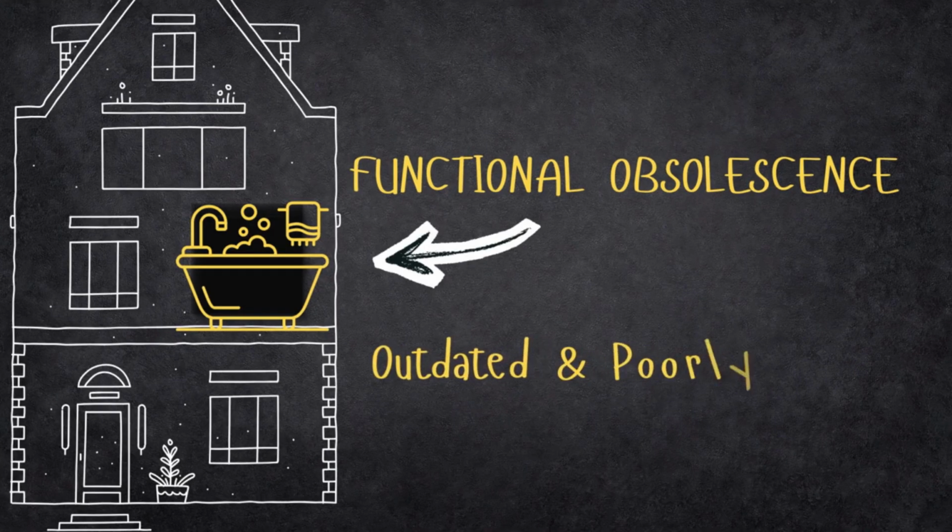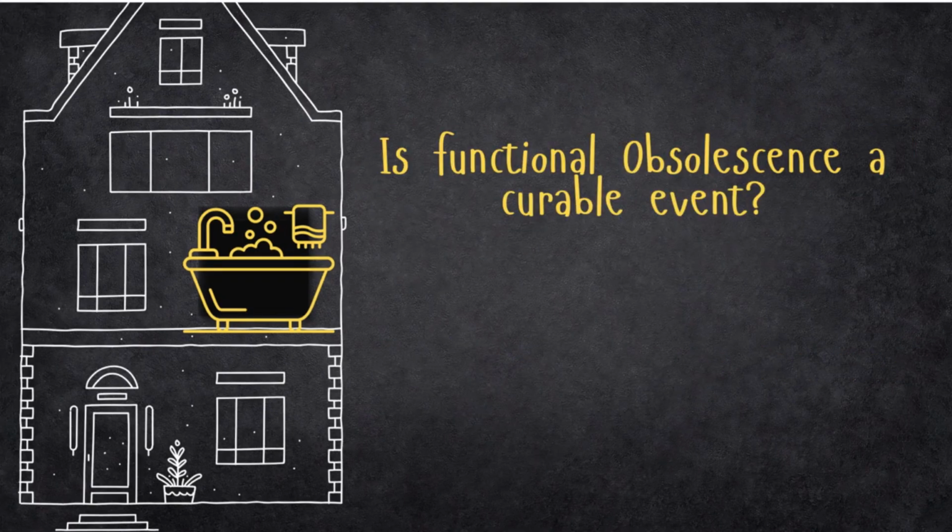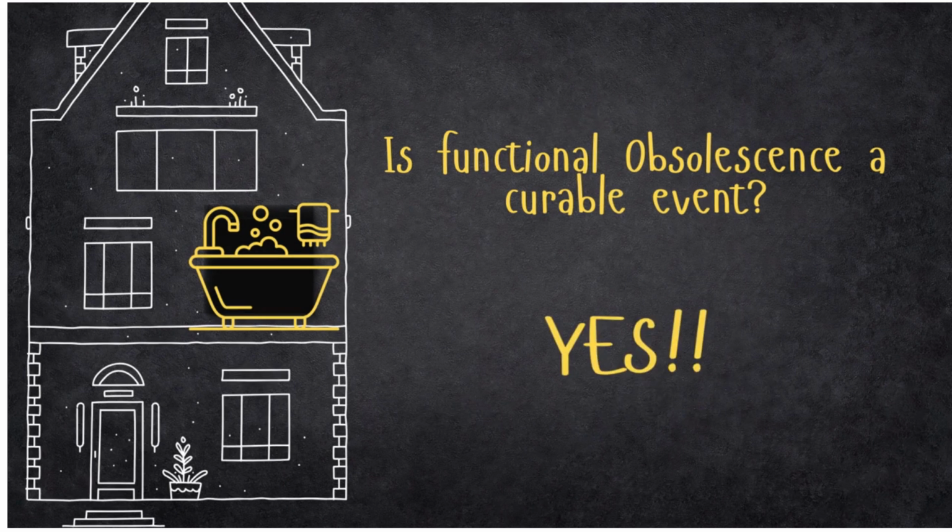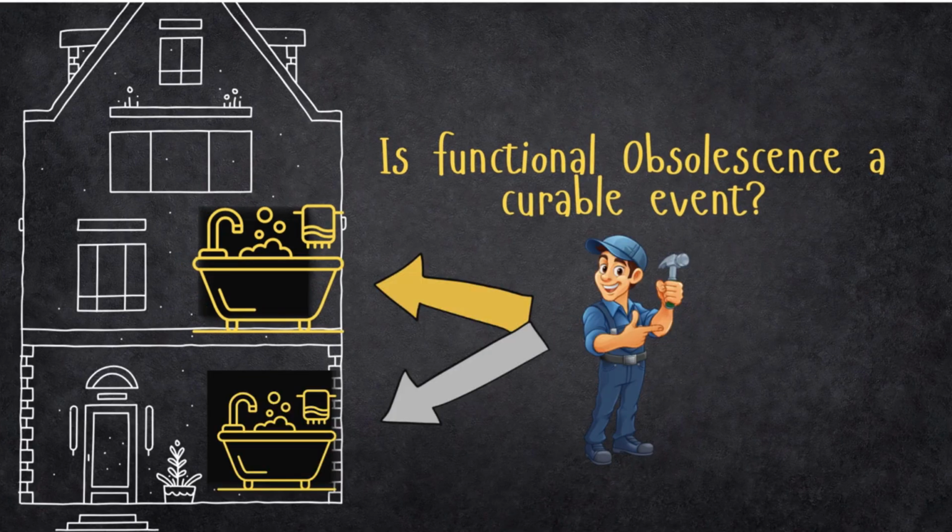At its core, functional obsolescence is about things being outdated or poorly designed. Now here comes the big question. Is it a curable event? The answer is yes. Why? Because it can be fixed or improved. For example, you can add another bathroom to the main floor, or remodel the floor plan so it flows more comfortably.